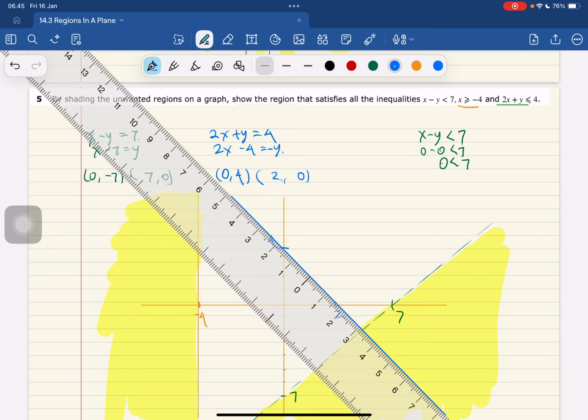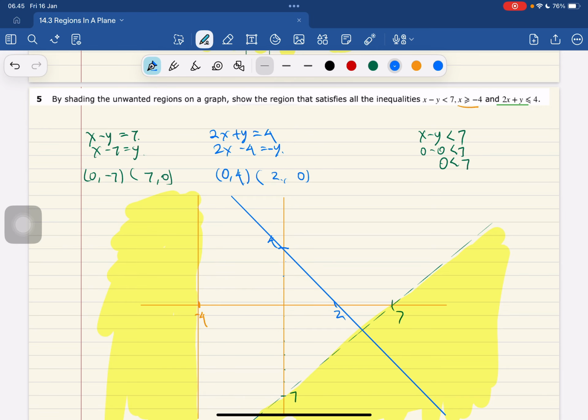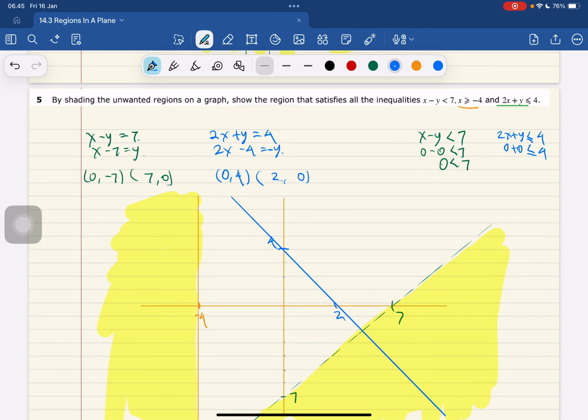There it is. Let us check the inequality. So this is 2x plus y less than or equal to 4. Let's take the origin point. So 0 plus 0 less than or equal to 4. So 0 less than or equal to 4, which is correct. So this is not the unwanted area. So the unwanted area is the opposite of it, which is here. Okay, there we go. So this is the solution. Okay, there it is.